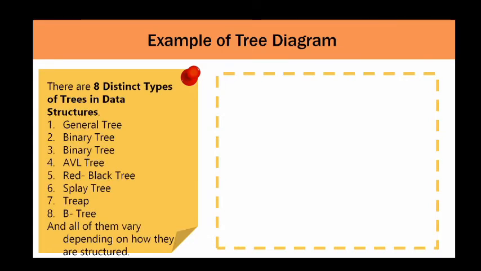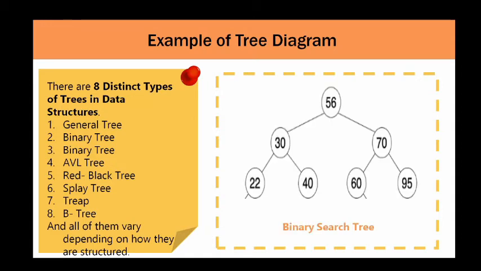So there are 8 distinct types of trees in data structures, and all of them vary depending on how they are structured. In this case, let's look at a binary search tree. The structure of a binary search tree is that every node can only have 1 or 2 children. For example, 56 has 2 children, which are 30 and 70. They cannot have 3 or more children. I use binary search tree as an example because it has a very understandable application.